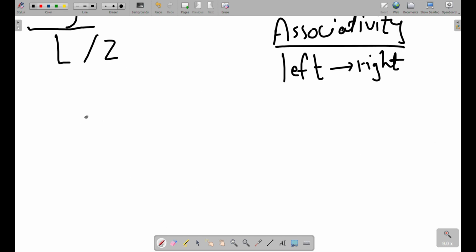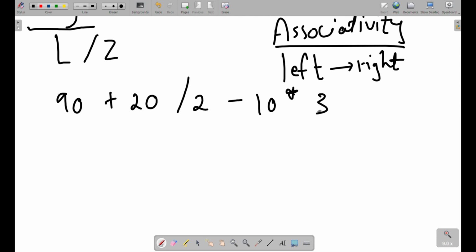Now let's consider an example: 90 plus 20 by 2 minus 10 into 3. Let's see how we calculate this type of expression. As we can see, the highest operator precedence is for division and multiplication. And when we have same precedence operators, we check for associativity. As the division comes first from the left, we perform 20 by 2 first. So we get 10.